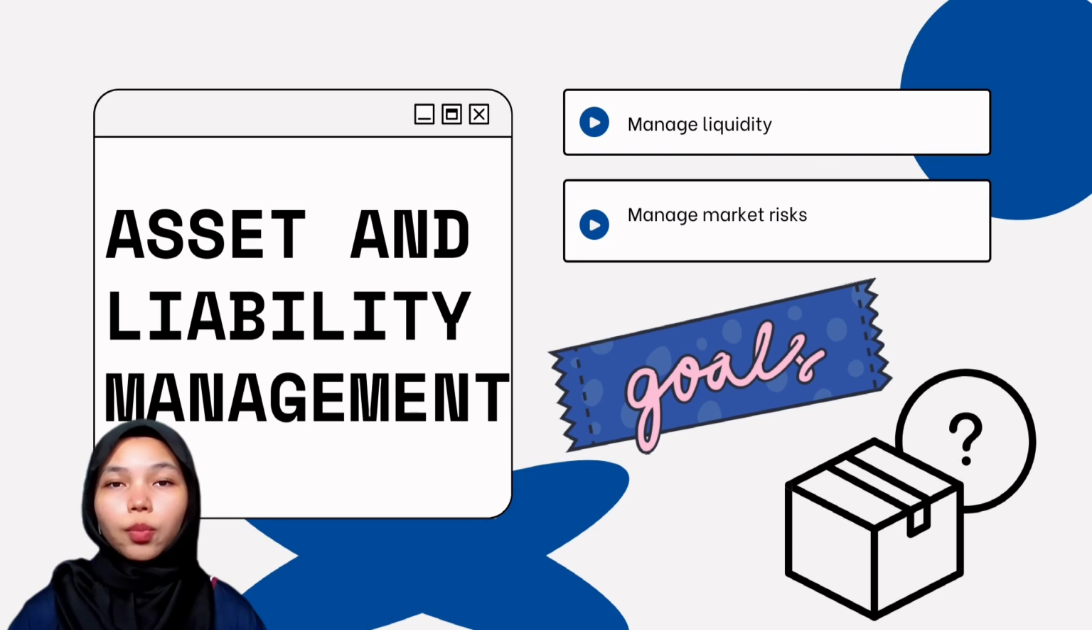The last one is to manage market risk. The company has to focus on interest rate changes, because if the interest rate changes, it will affect the value of interest-bearing assets and liabilities.